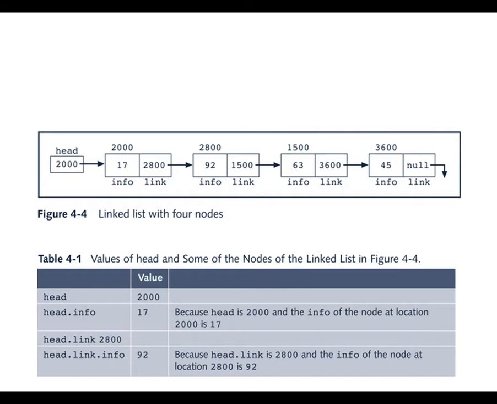The value of the link field of the first node is 2800. That is the address of the next node, or the second node. The value of the link field of the second node is 1500, and so on. Also, null in the link field of the last node means that the link field of this node does not point to anything, which we indicate by drawing a down arrow. The number at the top of each node is the address of the node.